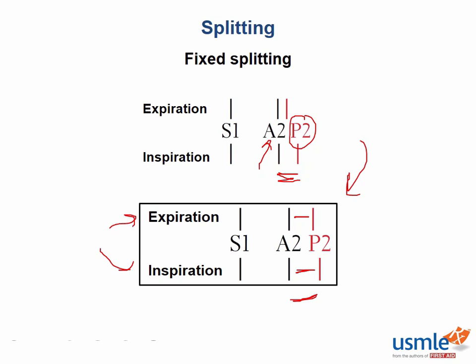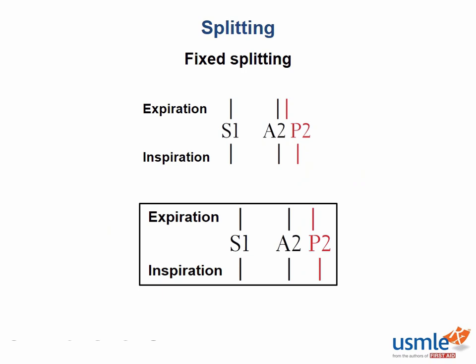So, you can say that this wide splitting is fixed in time. It will not change no matter what phase of respiration you're in, whether you're expiring or inspiring. So what causes this? Why do we see this, and what pathologies are associated with fixed splitting?